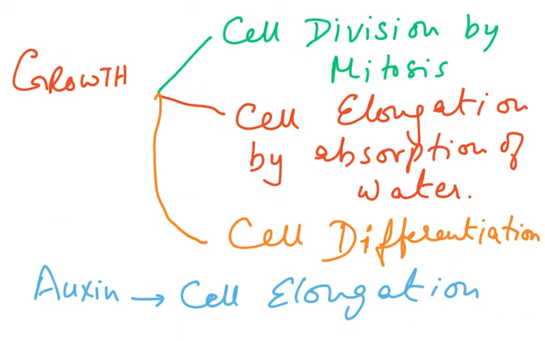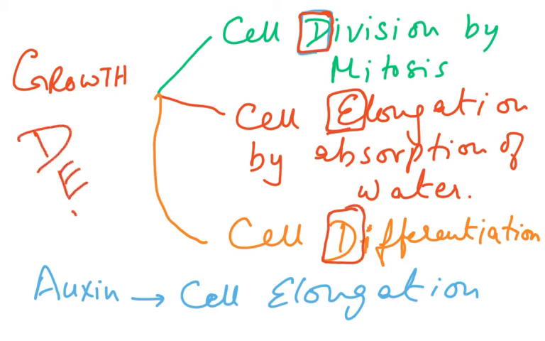Now, growth is very easily divided in plants into, I call it, three very easy stages, and I, of course, make a mnemonic to remember it, because sometimes remembering stuff is a little difficult. So the mnemonic for it is DED. So DED stands for what? DED stands for number one, cell division by mitosis. So first of all, the cells are going to divide by mitosis.